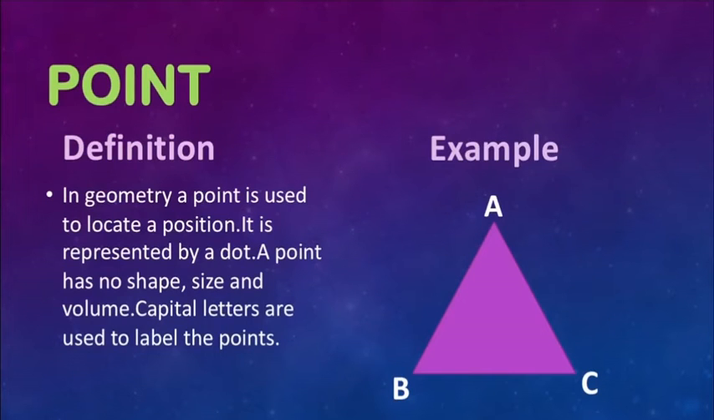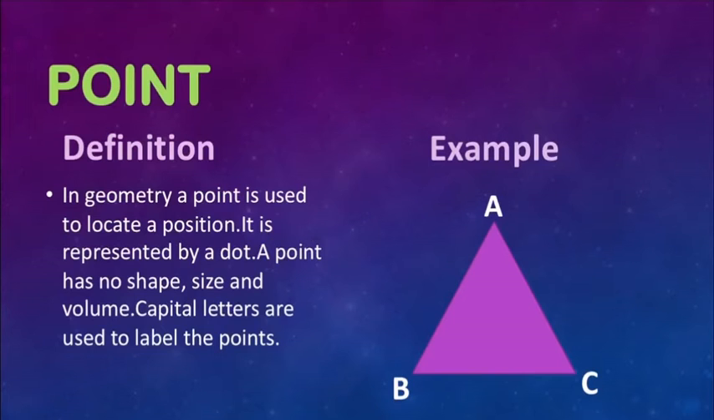What is a point? A point is used to locate a position and it is represented by a dot. It has no shape, size or volume, and capital letters are used to label the points. As you can see in the example, we have a triangle. Our triangle has 3 points which I labeled with the capital letters A, B and C.